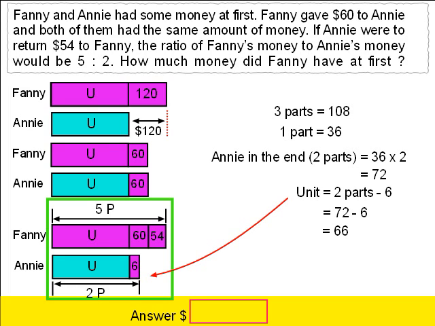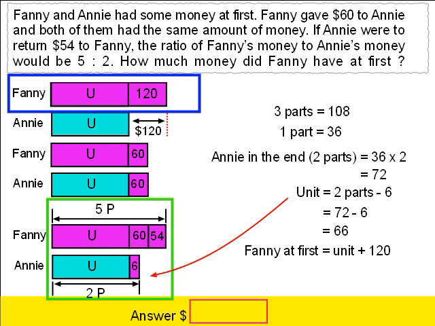Question is, how much money did Fanny have at first? Look at the model of Fanny at first. She had 1 unit plus $120. And we have found that 1 unit is $66. So Fanny at first had $66 plus $120. That equates to $186. Alright, so the answer to the question, Fanny had $186 at first.